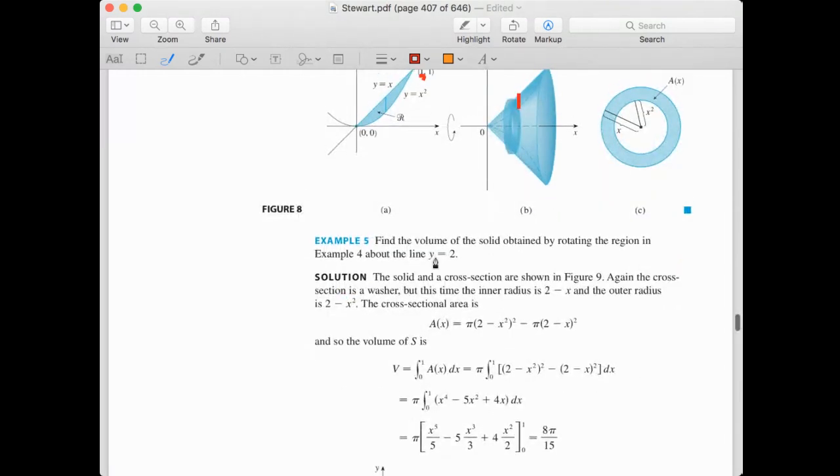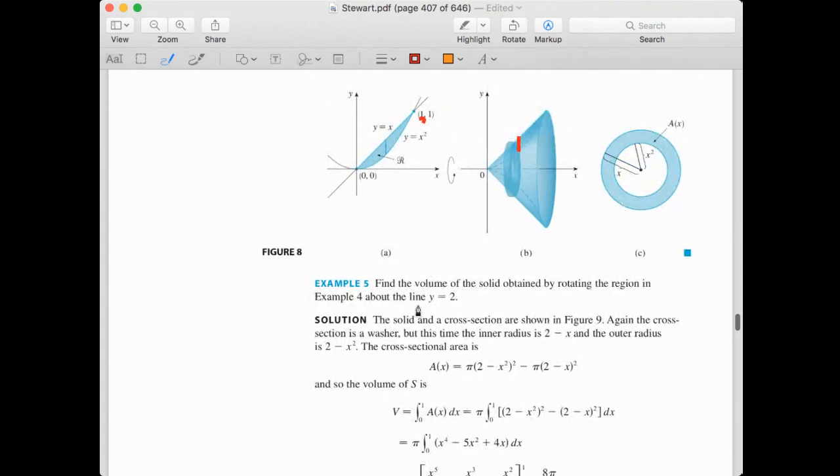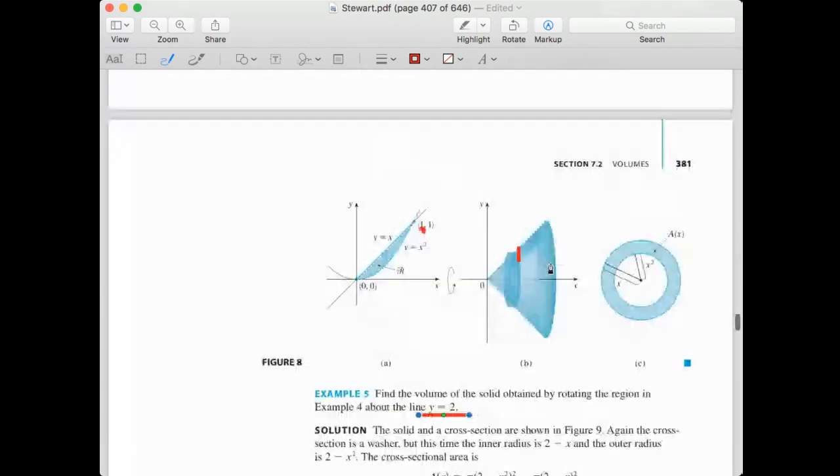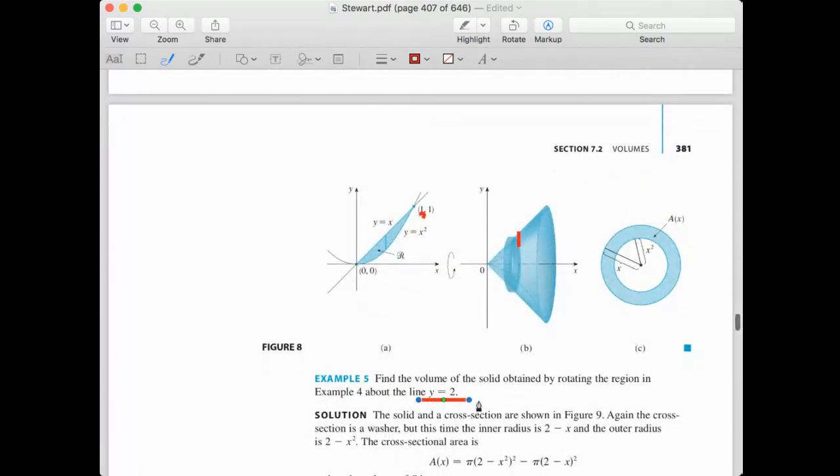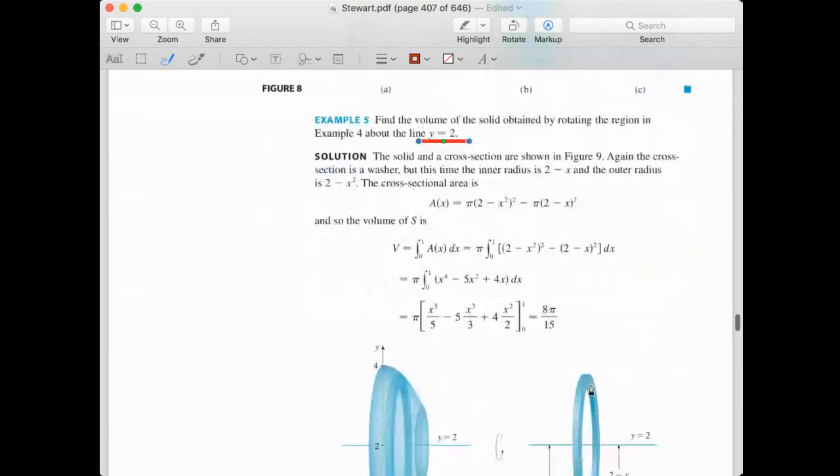Oh, this is a rotation about the line y equals 2. So this is a tricky part. We're not rotating along the x-axis or y-axis. This is rotating about y equals 2. So this is y equals 1, then y equals 2. Let's see the picture. Where's the picture?